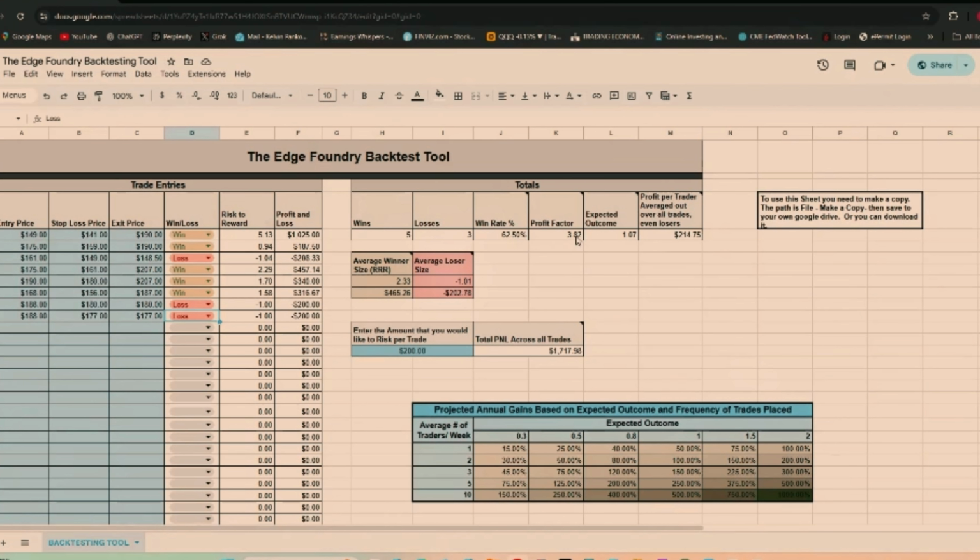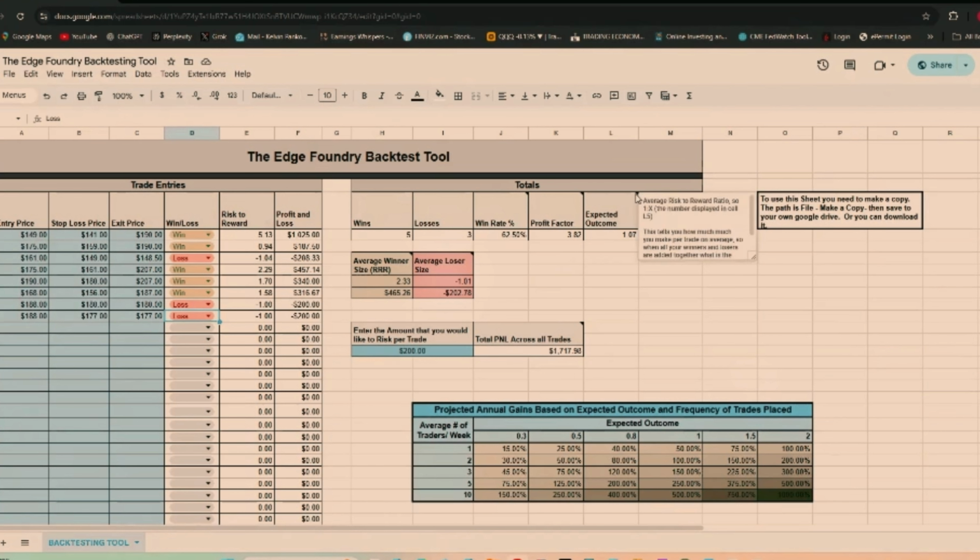Profit factor of 3.82. So if we remember here, we can go up to our note and it just lets us compare this strategy to other strategies. So it's winning 3.8 more times than it's losing when you factor in all your wins and losses and how much you're winning and losing. So that helps us to compare strategies.